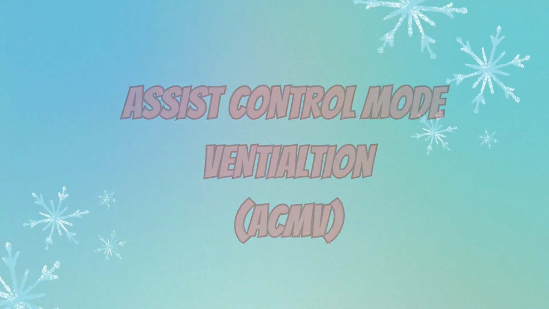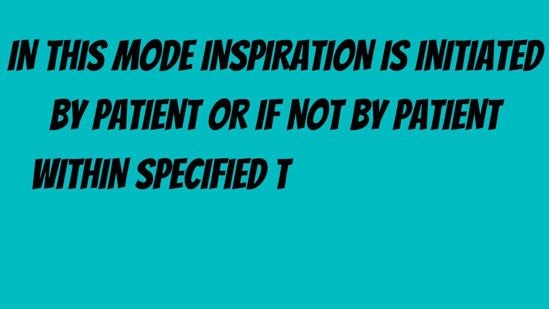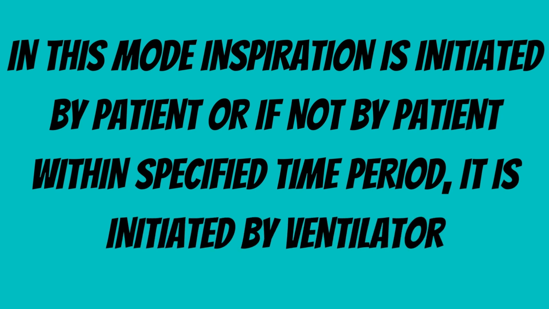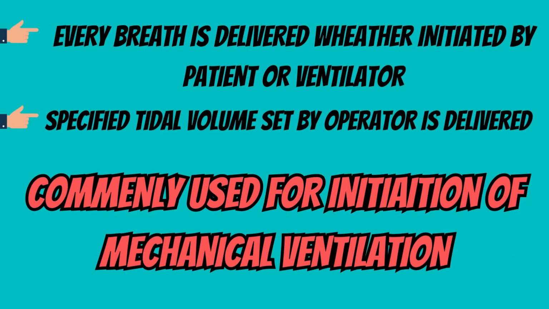Assist control mode ventilation. In this mode, inspiration is initiated by patient, or if not by patient within specified time period, it is initiated by ventilator. In ACMV mode, once patient initiated the breath, the ventilator takes over the work of breathing. It is patient triggered. If patient's inspiratory effort is sensed, all inspiratory efforts are assisted by the ventilator. It is time triggered. If patient's inspiratory effort is not sensed, ventilator delivers a preset number of mandatory breaths per minute. Every breath is delivered, whether initiated by patient or ventilator. Specified tidal volume, set by operator, is delivered.